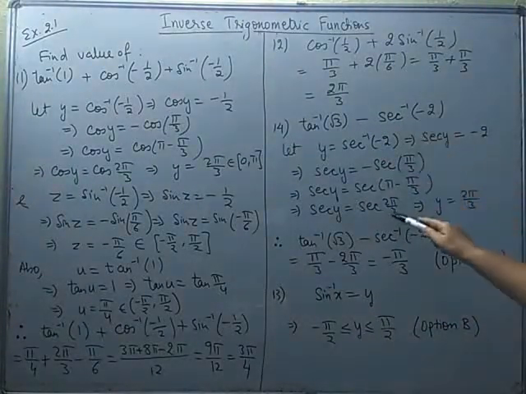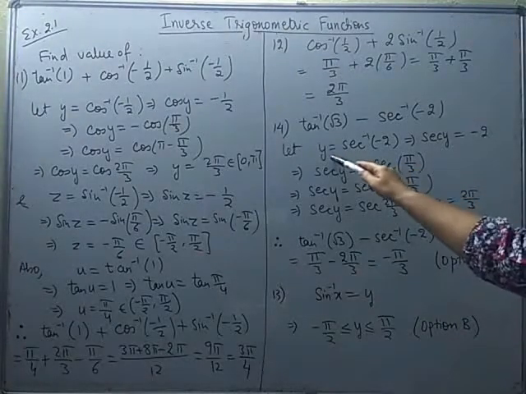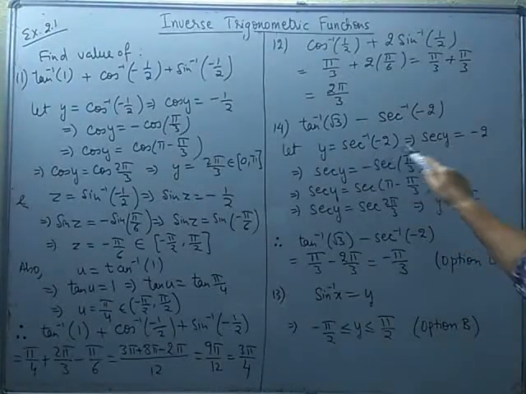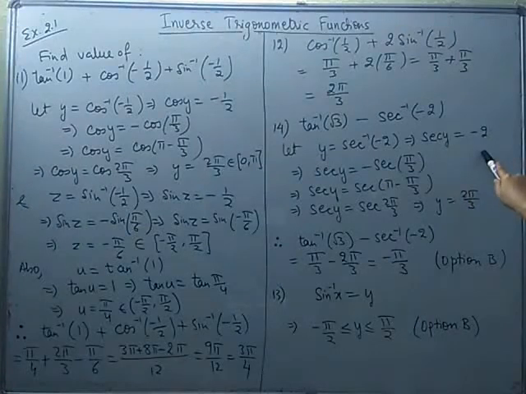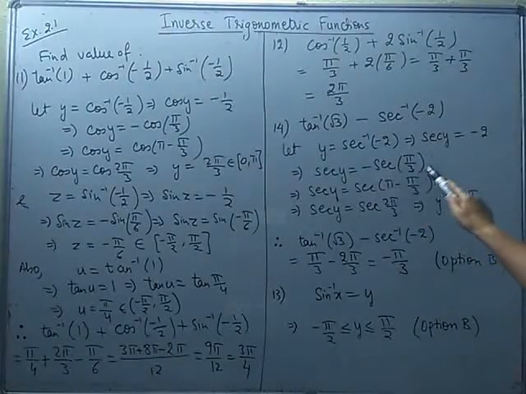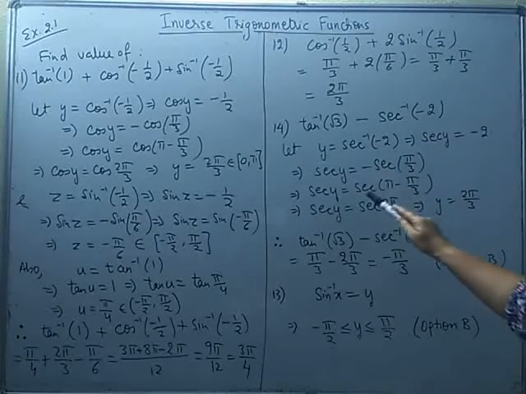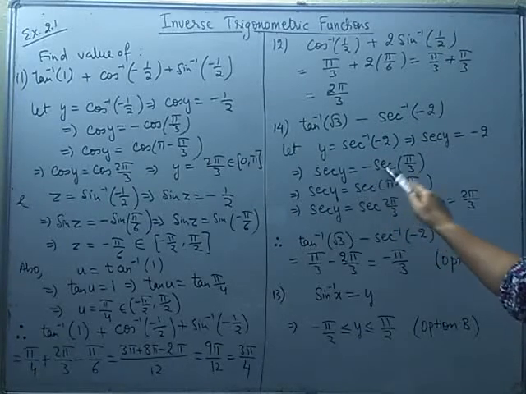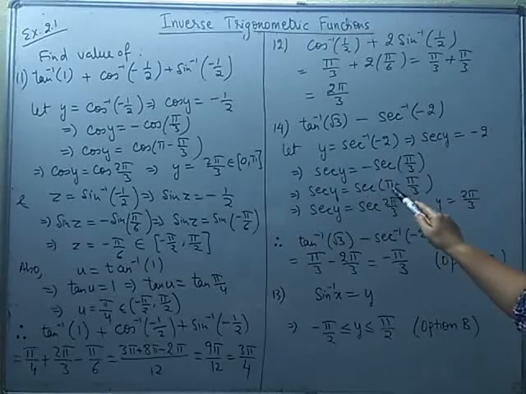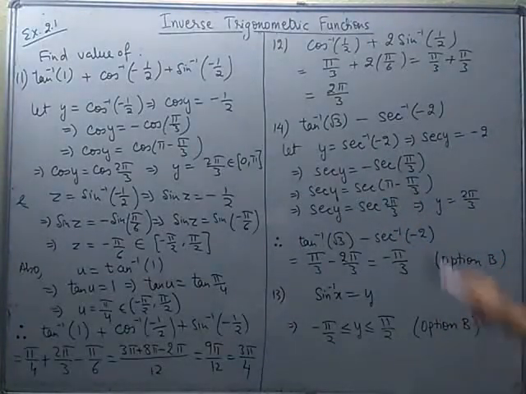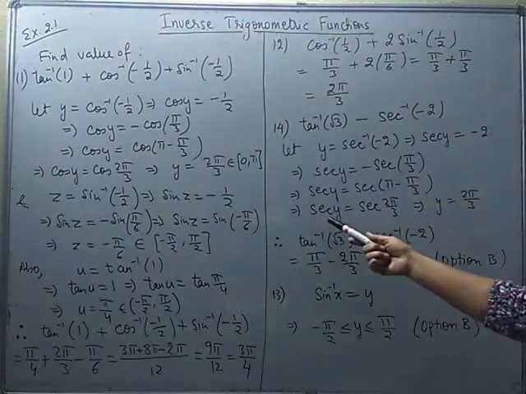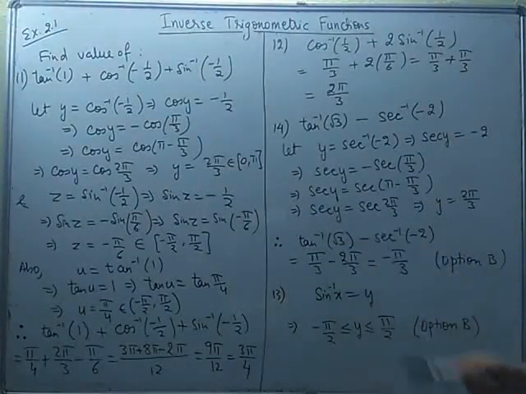For sec inverse, I have done the simplification here. We have taken y to be sec inverse minus 2. So sec y becomes minus 2. 2 you can replace with sec pi by 3. Then you get rid of this minus sign using the transformation: minus sec theta can be written as sec of pi minus theta. And this on solving comes out to be 2 pi by 3. So the equation is reduced to sec y is equal to sec 2 pi by 3, and so y becomes 2 pi by 3.